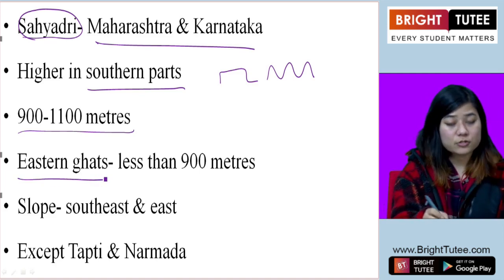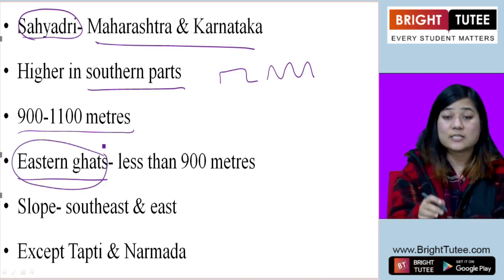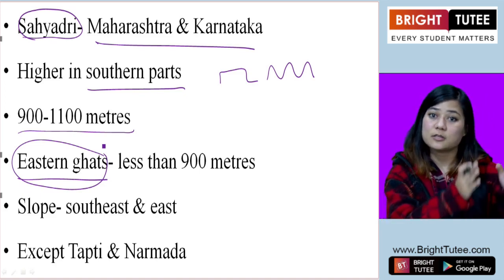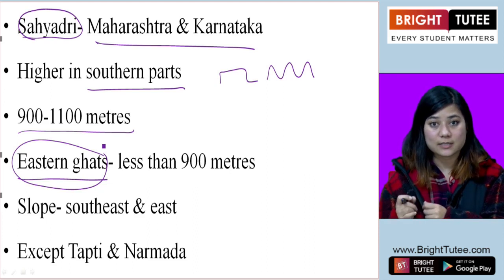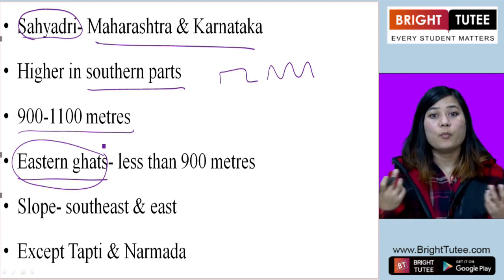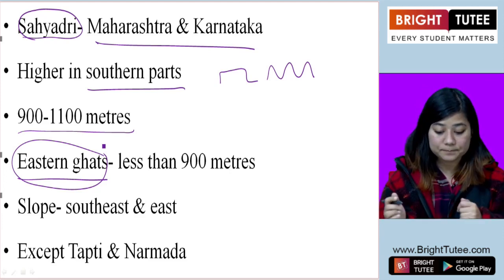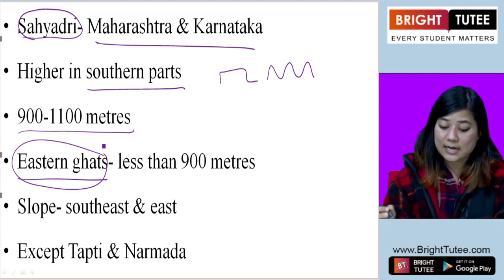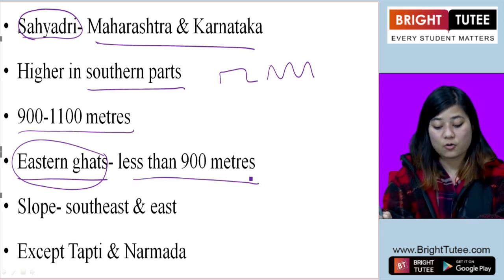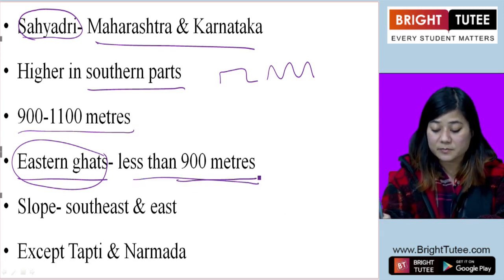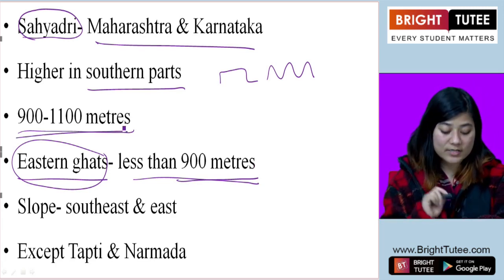Now it also is bounded on the east by Eastern Ghats. So that's why we call it western, because of the western boundary. And in the east, we have Eastern Ghats. Okay, so they are bounded both on the east and the west by Eastern Ghats and Western Ghats. Now in the Eastern Ghats, the hills there are also not that tall. They're less than 900 meters, even shorter than what it is in the Western Ghats.